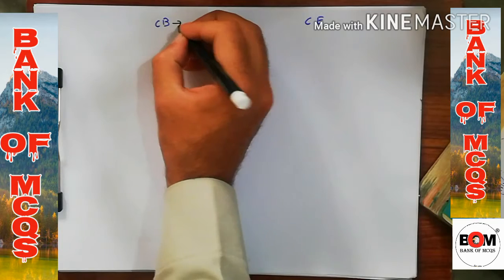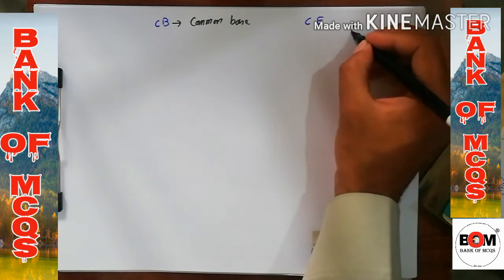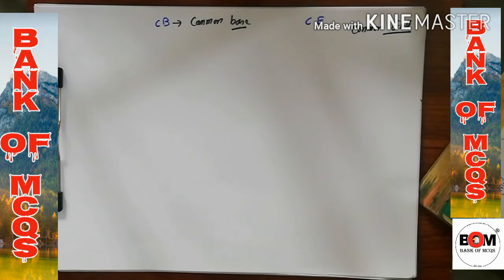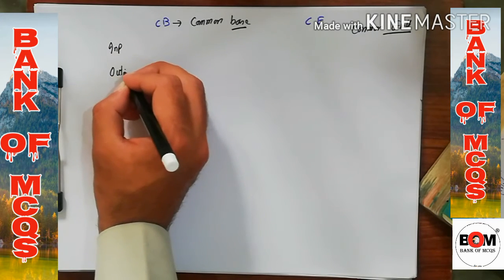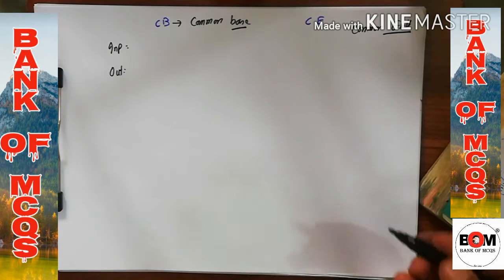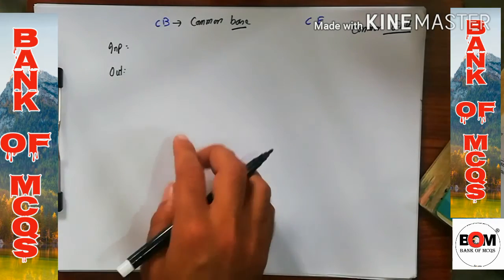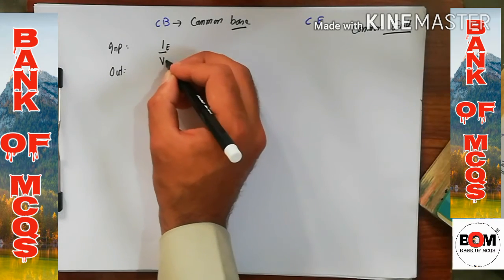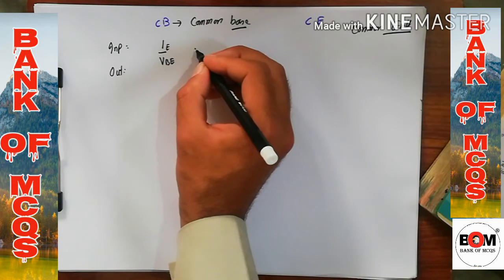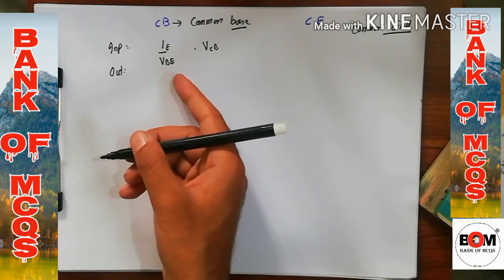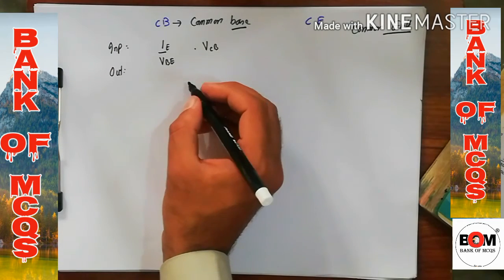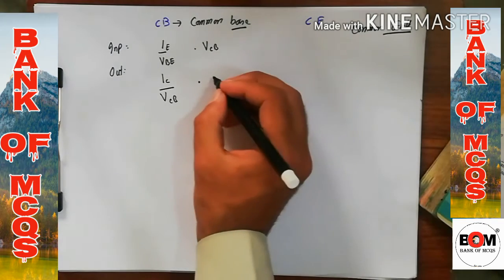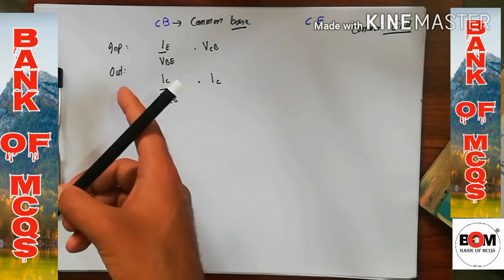Now we have the common base configuration and the common emitter configuration. In one, the base is common to input and output, and in the other, the emitter is common to both. For both we have input and output characteristics, and there are formulas for them that we have to remember for ETA and other entry tests. The input characteristic of common base is the variation of emitter current, IE, with respect to change in base-to-emitter voltage, VBE, at constant collector-to-base voltage, VCB. The output characteristic is the variation in collector current, IC, with change in collector-to-base voltage, VCB, at constant emitter current, IE. This is the output characteristic of common base.